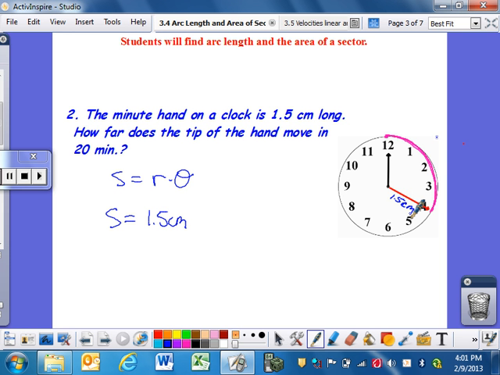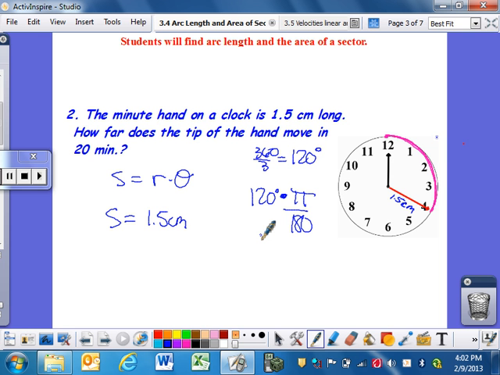But I need an angle in radians. So here's the tricky part. A lot of us like using circles in degrees. So if you think about 20 minutes, what fractional part of an hour is 20 minutes? Well, 20 minutes ends up being a third of an hour. Okay, and how many degrees is in a third of a circle? So 360 divided by 3 gives me 120 degrees. The problem is if you put 120 in for theta, you will get the wrong answer. So what we need to do is convert 120 degrees into radians. So I need to times by pi over 180.